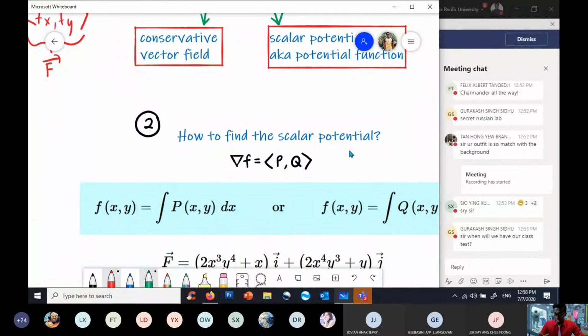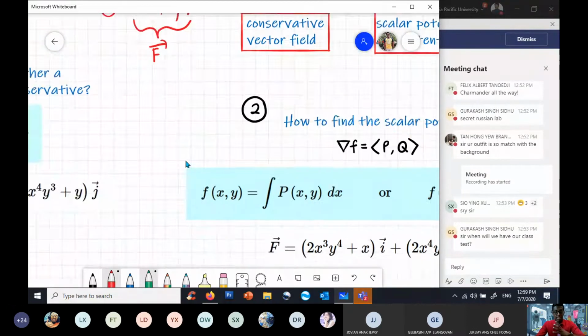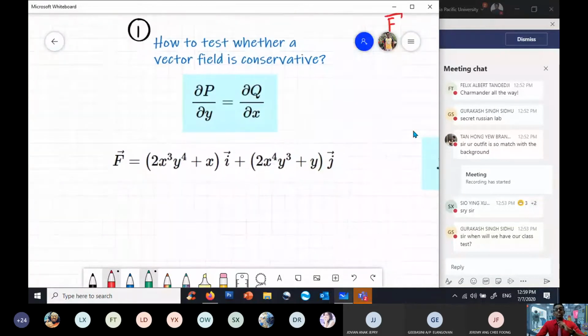If it is not conservative, there's no such thing called scalar potential. So you stop there. Okay, but if it is conservative, you can further find what is the scalar potential. Okay, so that's how it works. And the most common way of determining whether a vector field is conservative or not is this test right here. This is your test. ∂P/∂y is equal to ∂Q/∂x. Let me elaborate a bit on this.